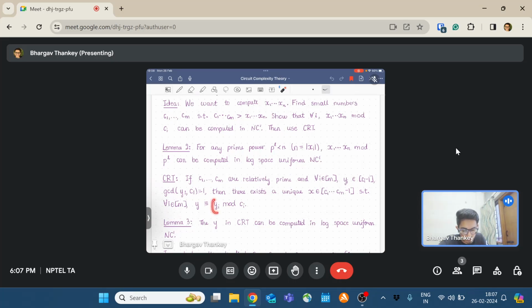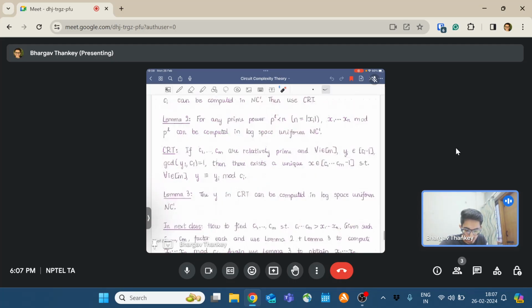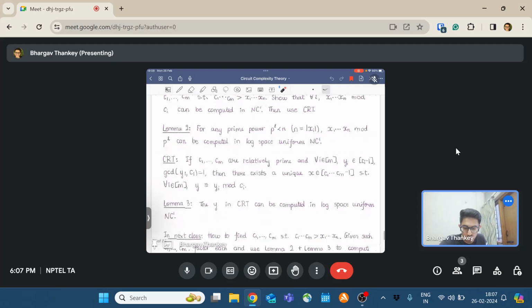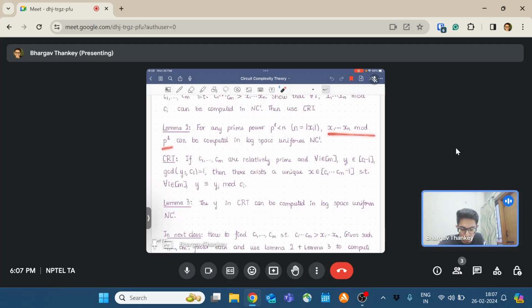So if you were to replace this Yi with x1 to xn mod Ci, you would get x as desired, right? We also saw that the y in the CRT can be computed in log space uniform NC1. So we can compute this mod P to the L, and if instead of P to the L we had Ci, then we could also compute the product itself using lemma 3, right? So all we have to do now is somehow replace P to the L by Ci in this lemma, and that we'll do in the next class.